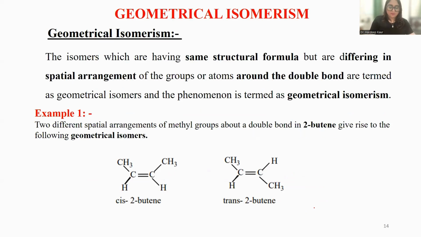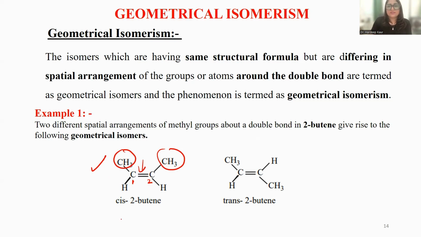Okay. Now the second type of stereoisomerism is geometrical isomerism. Basically, geometrical isomers have the same structural formula because they are isomers. The structural formula will be the same, but what will be different? They are different in their spatial arrangement around the double bond. So if you see this example, this is carbon and this is another carbon with a double bond. Now, if you see the position of the groups attached, here the methyl groups are attached in the same direction, and the hydrogens are on the same side.